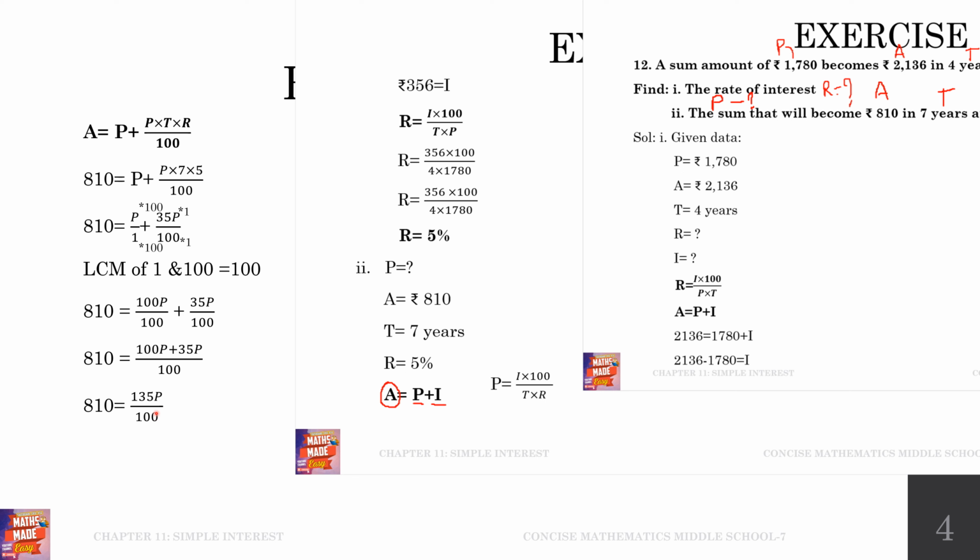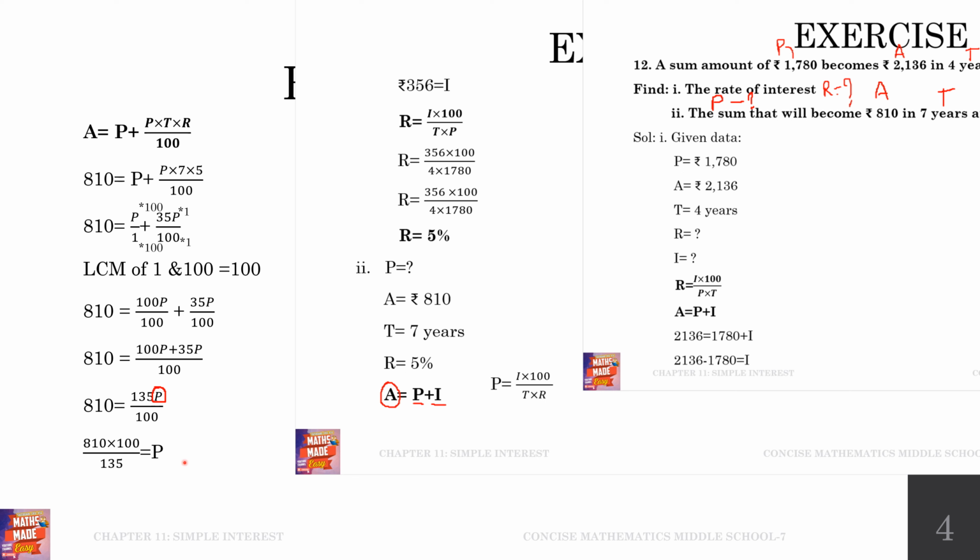Look here children. You need to find out the p value. So keep the p as it is. Let me take my pen. Keep this p as it is and get this 100 to the other side as well as 135 to the other side. If you get this 100 to the other side, what is the sign between them? Division. So when it comes to the other side, it becomes multiplication. That is 810 into 100 and this part 135p, right? So we need to get only this 135. What is the sign between these two? Multiplication. So when this 135 comes to the other side, it becomes division. That means 810 into 100 divided by 135 is equal to p.